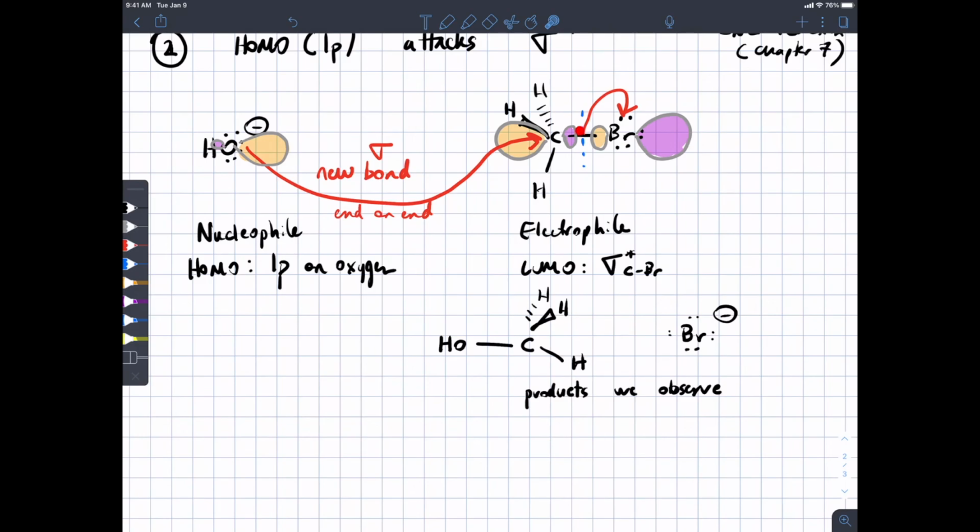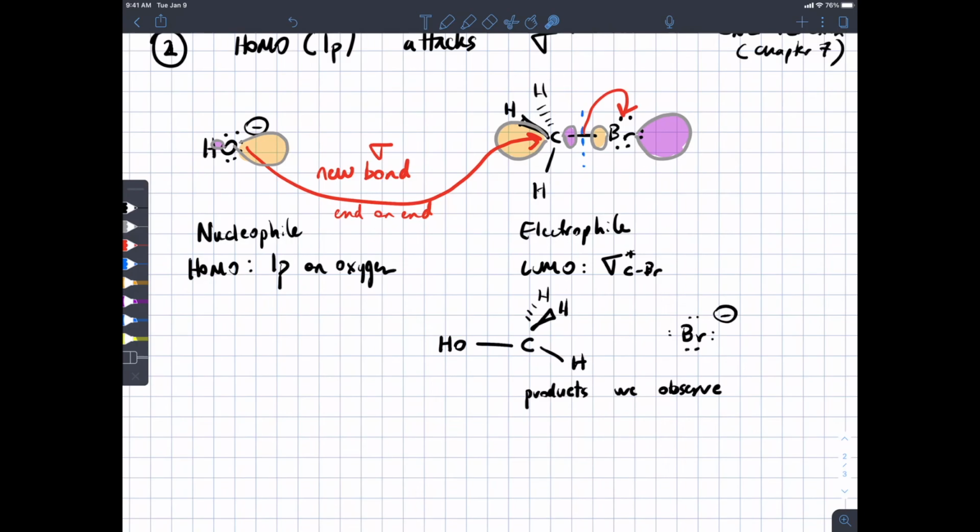Second, the electrons would have had to leave with the carbon, and having negative charge on a carbon localized and not stabilized by resonance is very unstable for reasons that we'll discuss in chapter 2. So for now, the other option just doesn't lead to very stable products. This option leads to the most stable products.